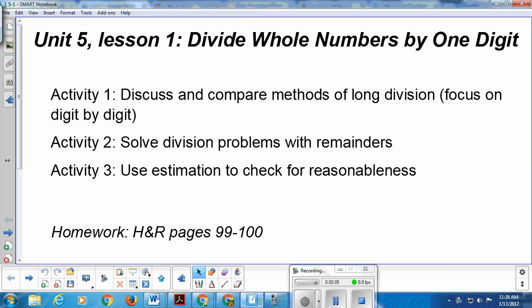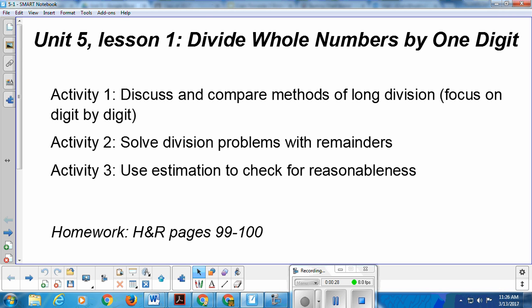So we are diving into the world of division. You did a great job with multiplication, so now we're going to do the inverse operation of multiplication, which is division, or the opposite. This is a pretty big lesson, so we're going to chop it up into a couple of pieces. The first one tonight is going to be discussing just the strategies.